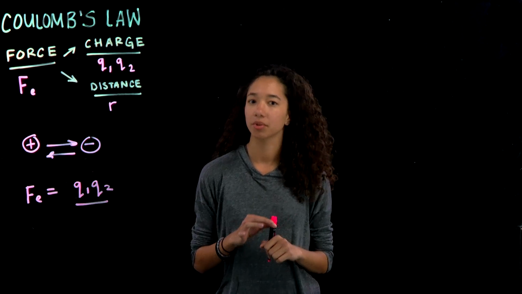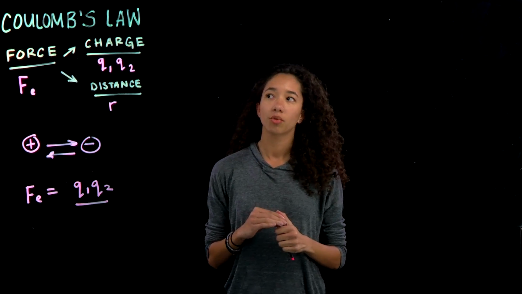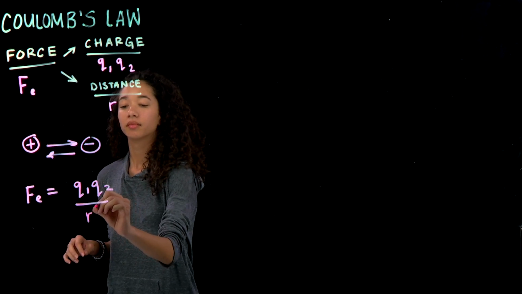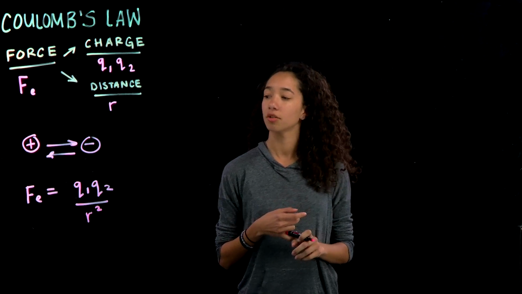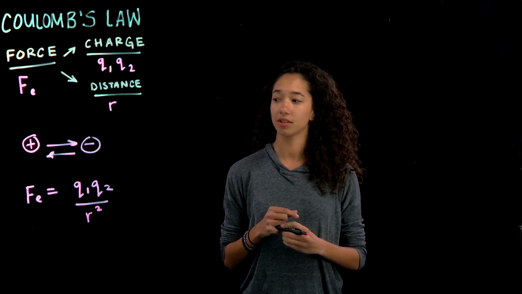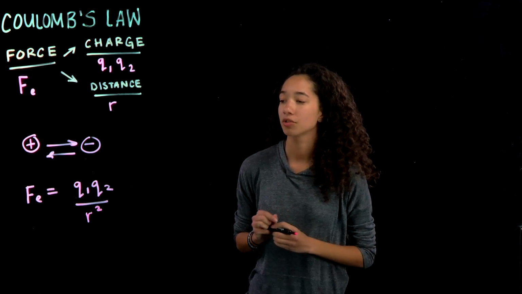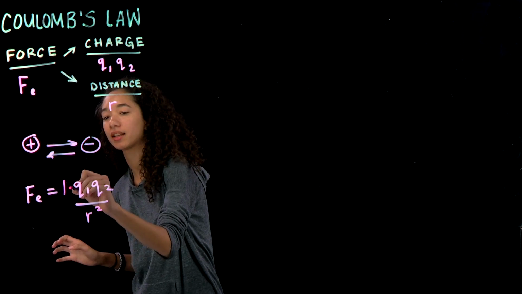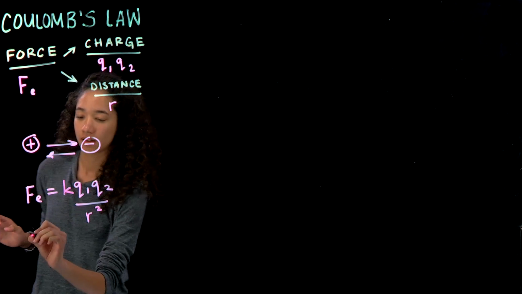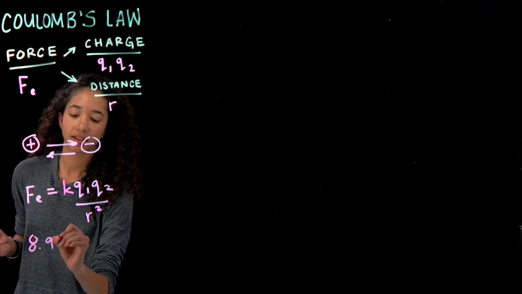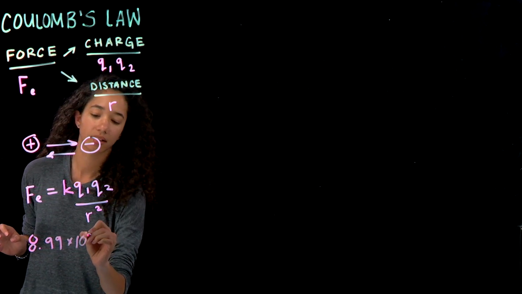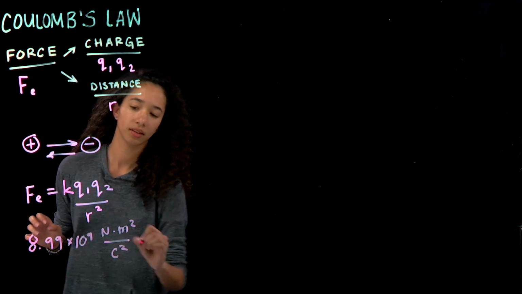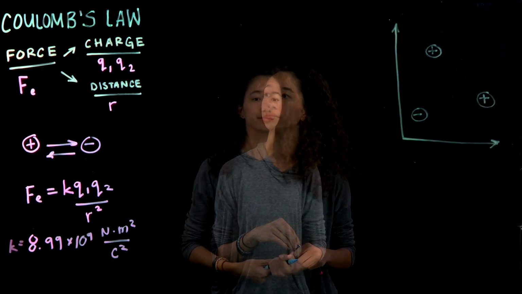But there's the opposite relationship with distance. So the greater the distance, the lower the force. So our R is on the bottom, and we're going to square it. So it's proportional to the charges of the two charges, and it is inversely proportional to the square of the distance between them. And then we're going to add on Coulomb's constant, K, which is just equal to 8.99 times 10 to the 9 newtons meters squared over Coulomb squared. And coulombs is going to be our unit of charge.